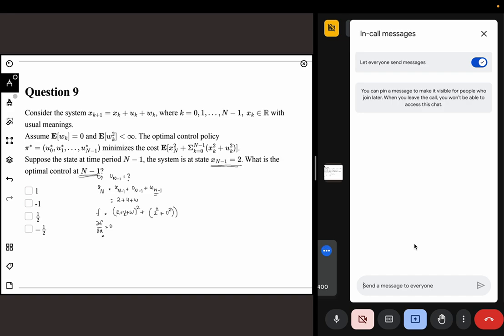So can you solve it? Can you quickly solve this? This is just a quadratic.